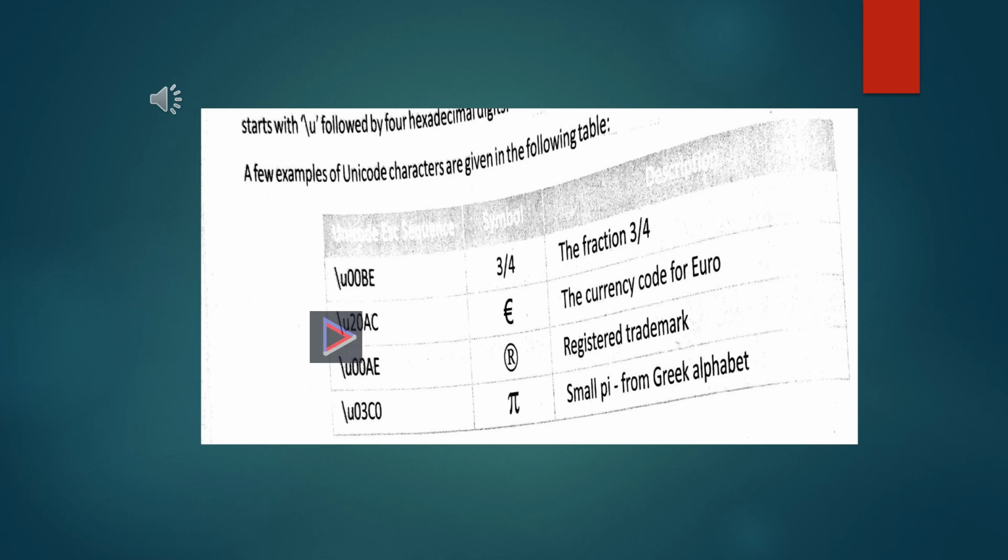Each Unicode character starts with \u. From the table you can see it starts with \u and is followed by 4 hexadecimal numbers. Don't be confused by the hexadecimal number. In higher classes you will learn what a hexadecimal number is.